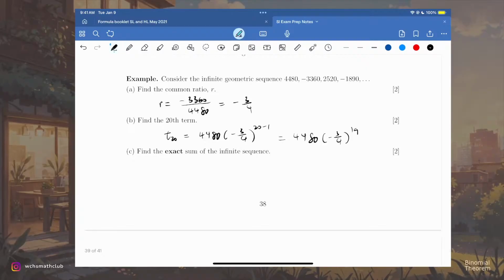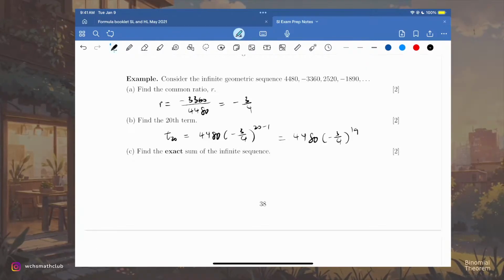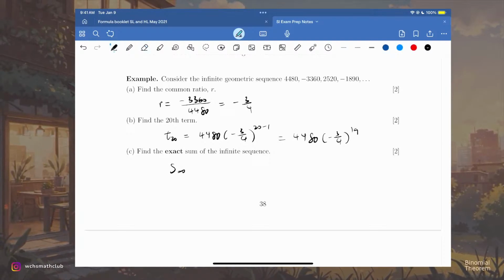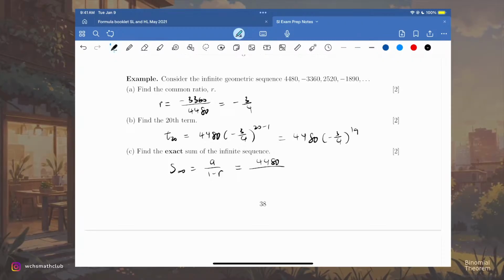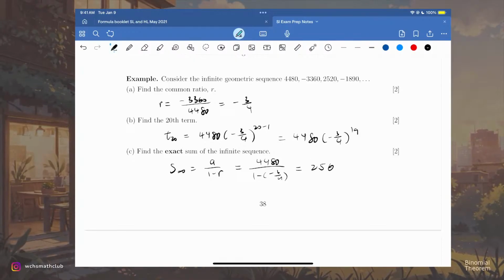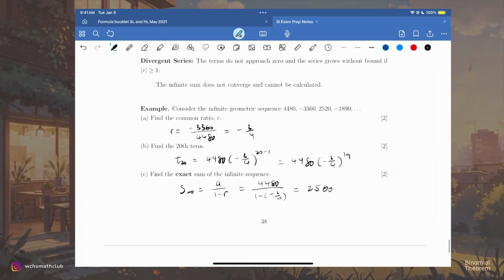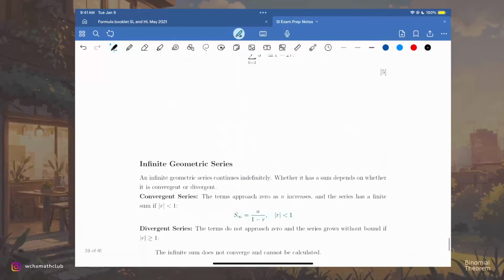And to find the exact sum of this infinite sequence, we do S infinity equals a over 1 minus r, which equals 4480 divided by 1 minus negative 3 over 4. This gives us 2560. Alright, now we're going to go back to the question from earlier.